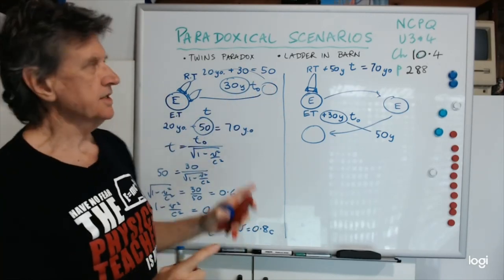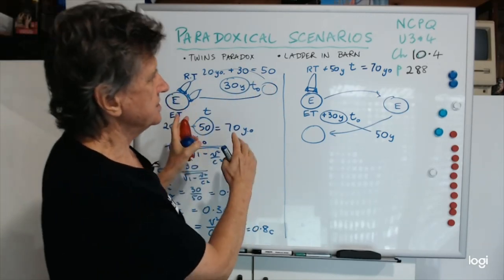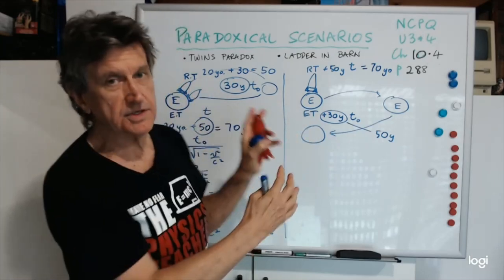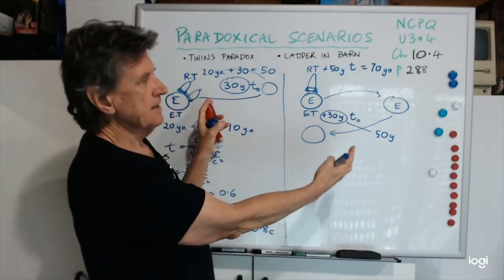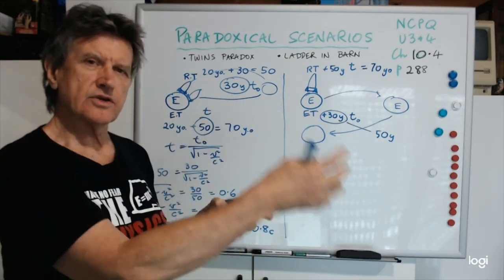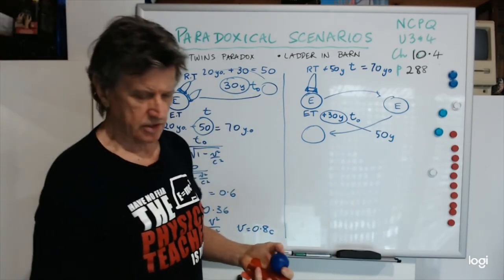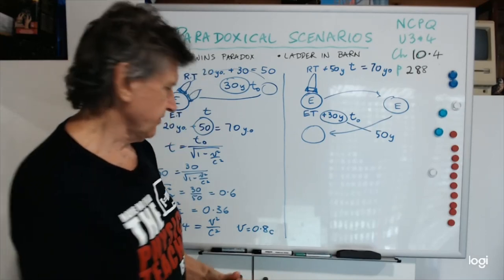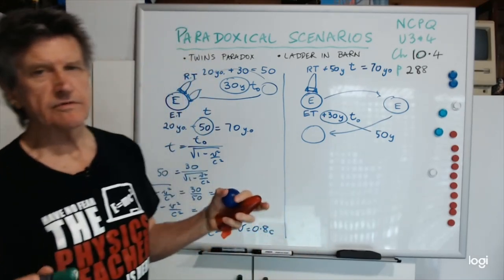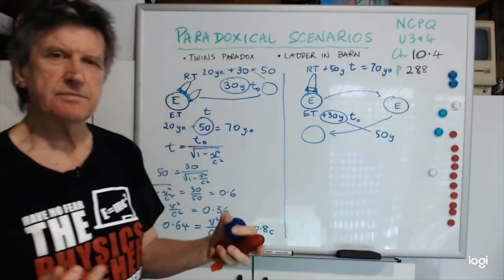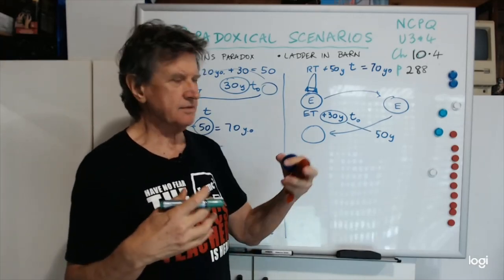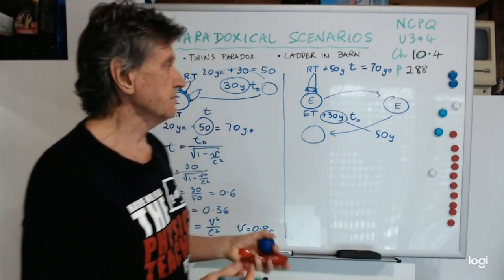The paradox is that you get two different outcomes depending on how you look at traveling twins and stationary twins. The question is which one is right. Now with all of these paradoxes, there has to be a resolution. There has to be some answer to explain it.